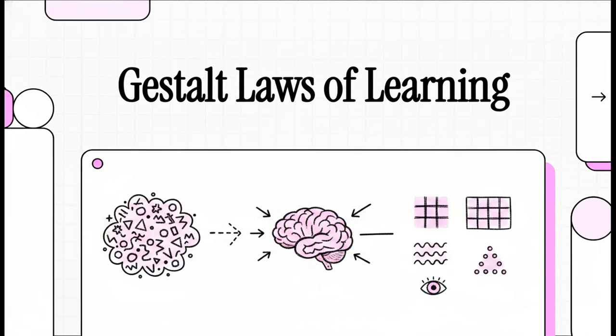Have you ever actually stopped and wondered why your brain automatically tries to make sense out of a completely chaotic world? Well, in this explainer, we're jumping straight into exactly how your mind is hardwired to organize that mess into real meaning. We're going to decode the Gestalt laws of learning, look at the literal visual shortcuts your brain takes every single second, and uncover how leveraging these shortcuts can completely revolutionize the way we approach learning.